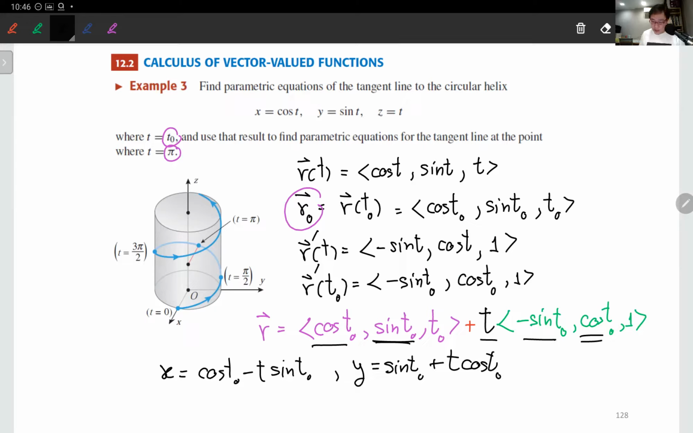Very good. And then you do z component. Z is going to be t naught plus t. That is your straight line parametric equation of the tangent line to this helical curve. And then if you really want to figure out what is going on at pi, you just substitute t naught with the pi and then you're done.